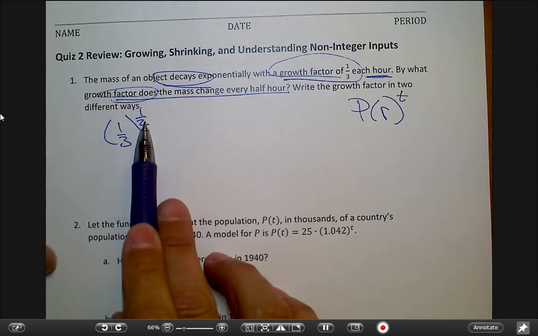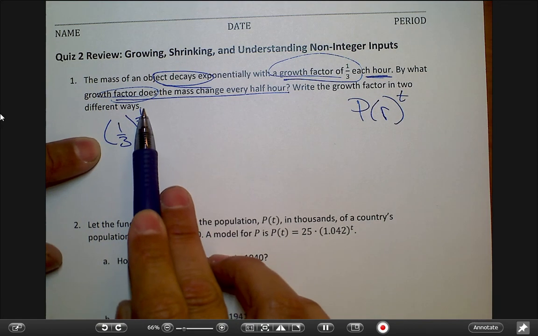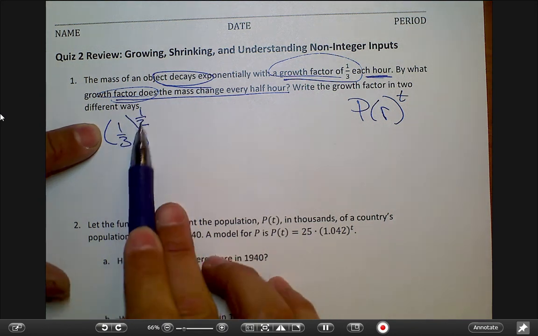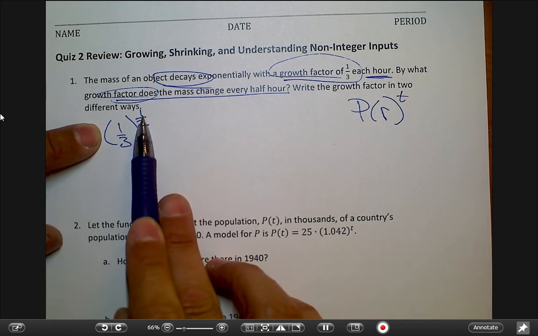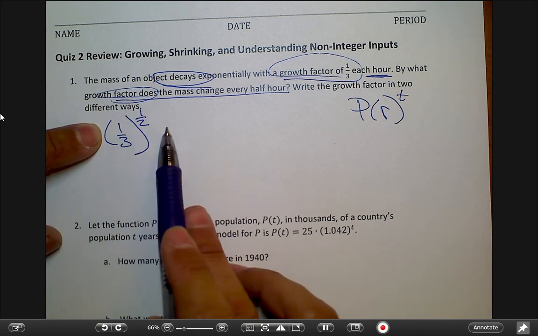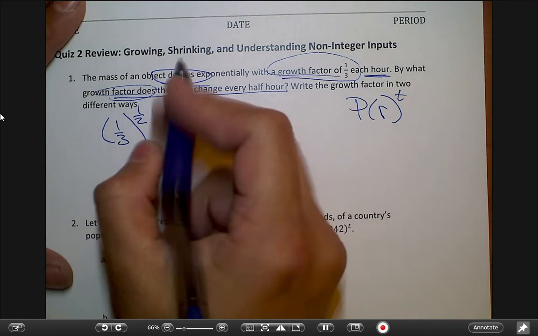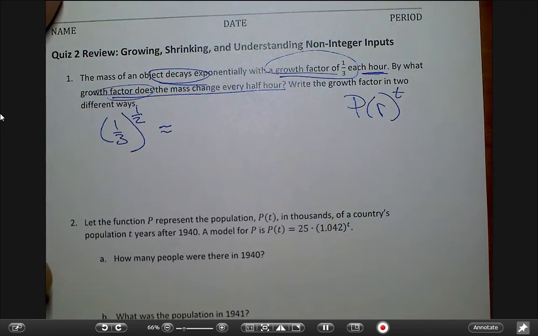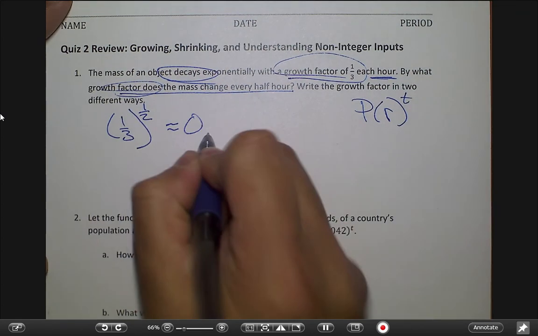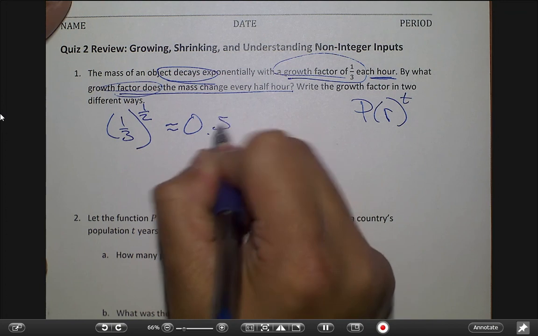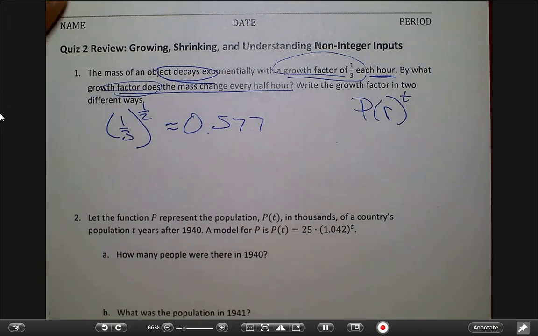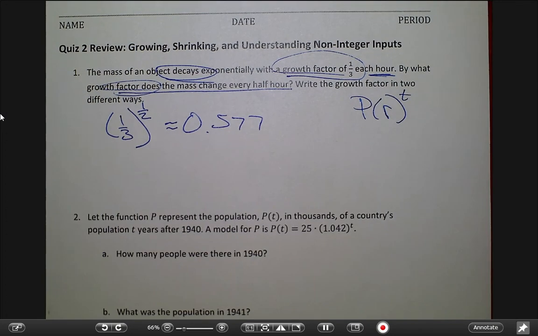So because every half hour, right? Every half hour. So in 2 half hours, would that be a whole hour? Say yes. Yes. Okay, good. Now approximate that for me. 0.577. Okay, that's good. What's another way I could have written it?